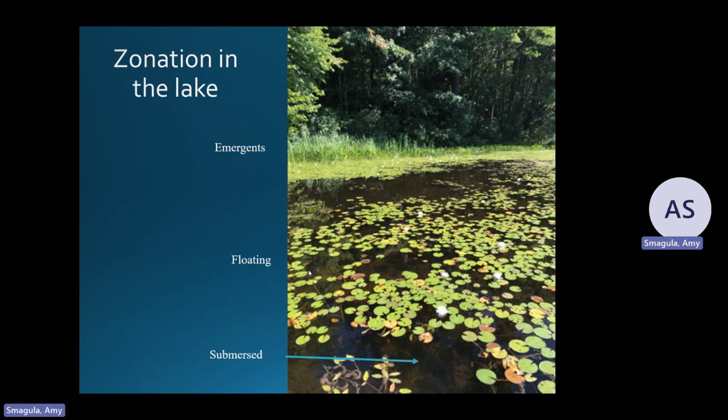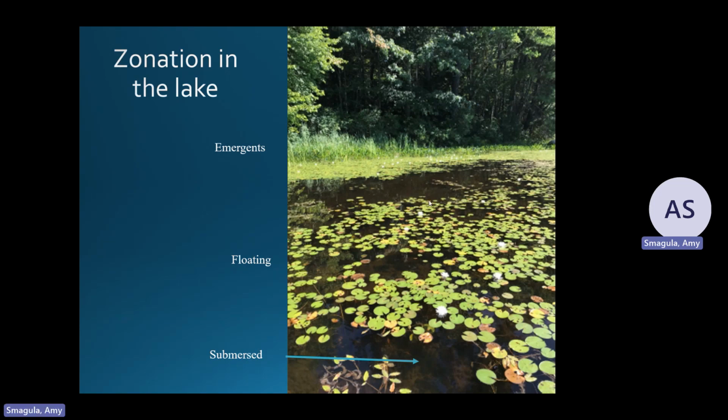Before we begin, I just wanted to talk about some of the zonation of aquatic plants and water bodies. We're going to start off talking first about the emergent plants, which are the ones that are close to shore. They're rooted in the substrate, but most of the plant material is above the surface of the water, usually right on the bank or sometimes in shallow water near the lake edge.